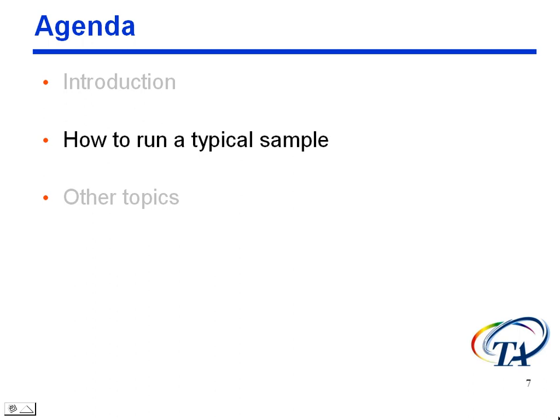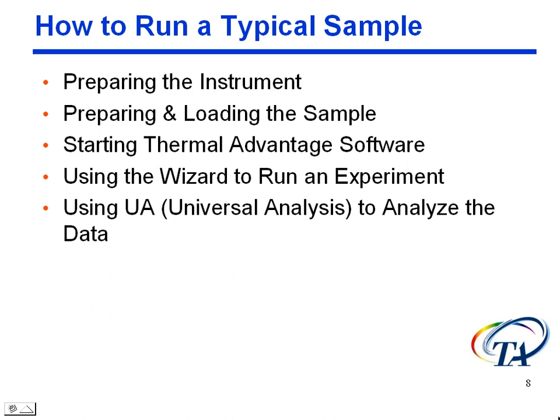Now let's go through how we're going to run a typical sample. Here are the steps we're going to do. We're going to prepare the instrument. We're going to prepare and load the sample. Then we're going to start the Thermal Advantage software. We're going to use the wizard to run an experiment. And if you haven't used the wizard yet, it'll go through and show you how to do that. It's a pretty handy tool. And then we're going to use Universal Analysis, we call it UA, to analyze the data.